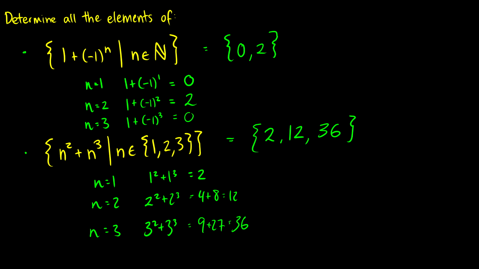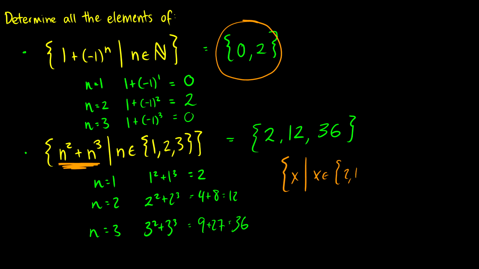So if you're given a set with 0 and 2, you should be able to come up with some way of describing that in set builder notation. And if you're given 2, 12, and 16, you should be able to backwards construct something, maybe not as complicated as n squared plus n cubed, but something that will produce the same result in set builder notation. So you should be able to go back and forth if you have to. And that could even be as simple as saying x such that x is in the set containing 2, 12, and 36, which is super cheating, but it's still a set in set builder notation.